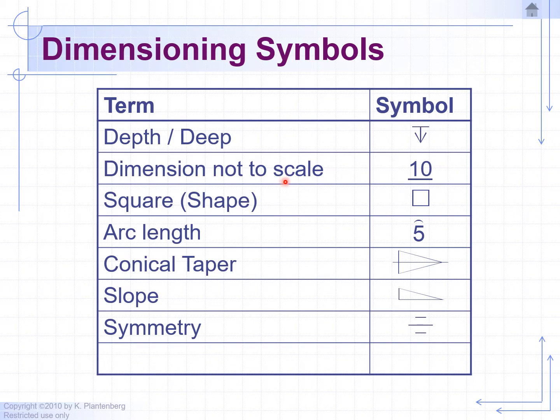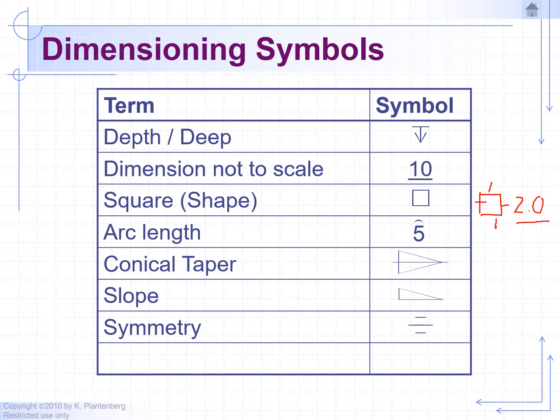When a dimension is not to scale, you underline the dimension. If you're dealing with a squared shape, you can call it out as a squared shape, and say 2 inches, for example. That indicates that all 4 sides are 2 inches in length. So it's giving you a squared shape, and obviously, since it's squared, it has the same length for all 4 sides.